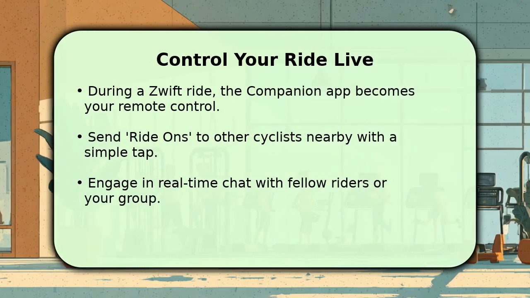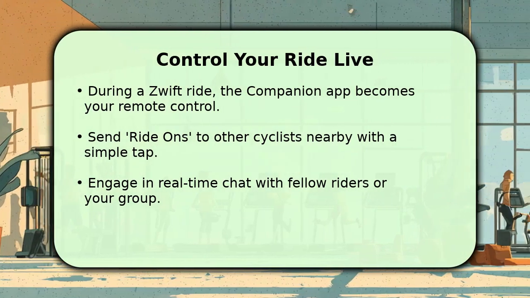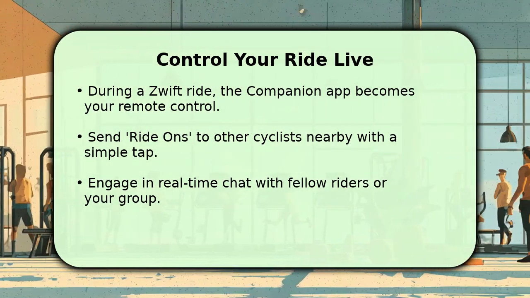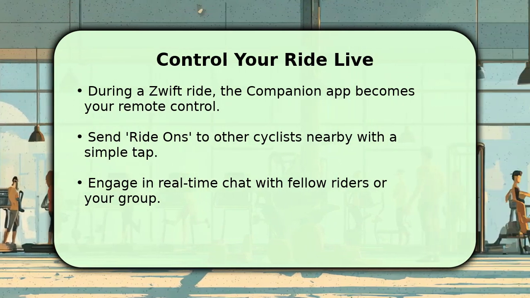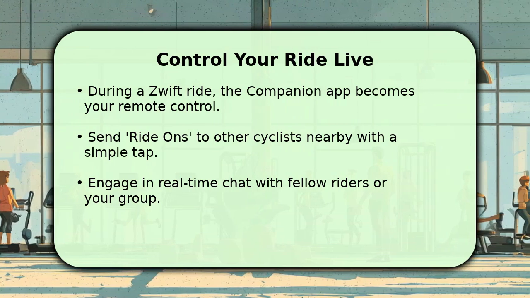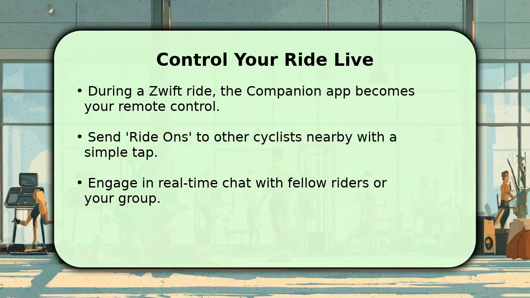While riding in Zwift, your companion app transforms into an invaluable live control panel. You can easily send positive encouragement or ride-ons to any rider within approximately 50 meters, fostering great community spirit. Engage in real-time chat with your group, making social rides truly interactive.